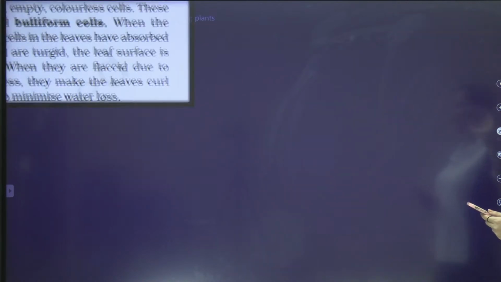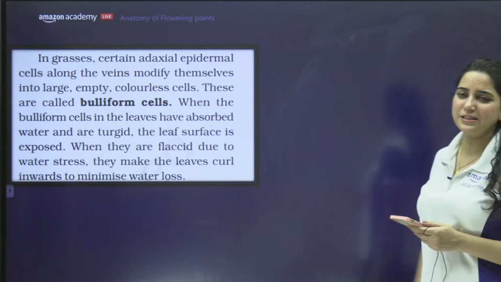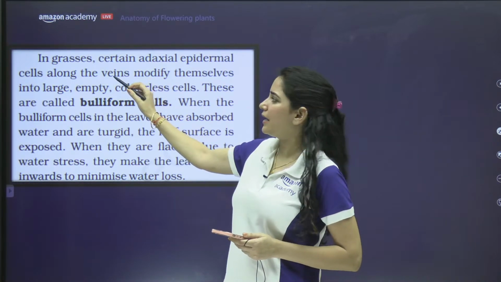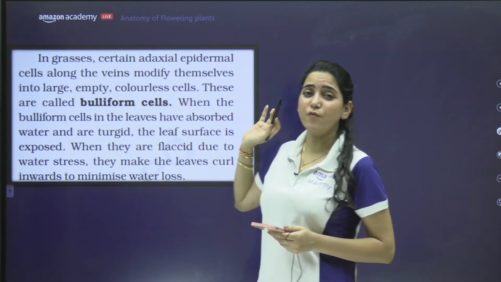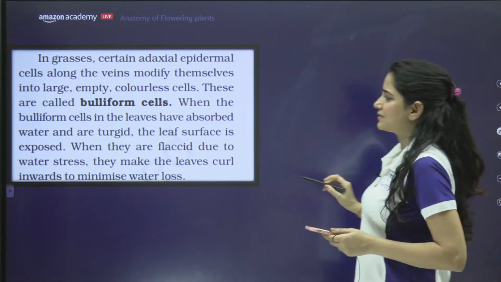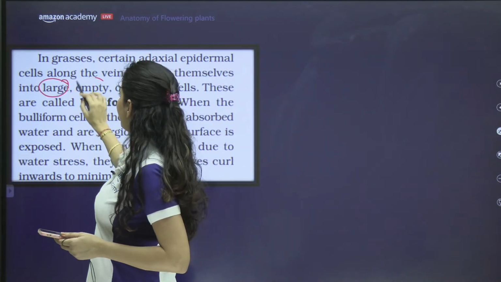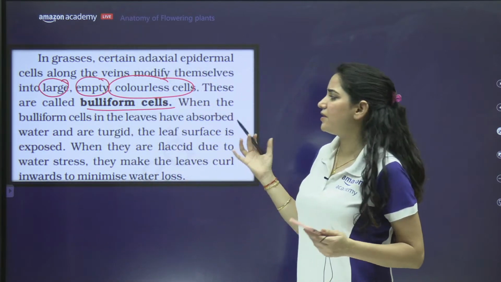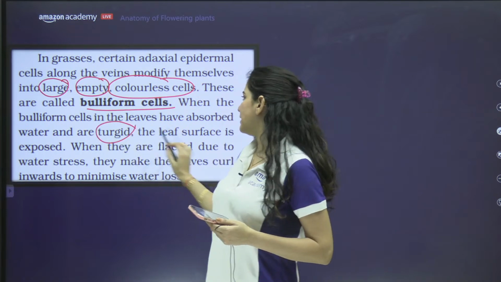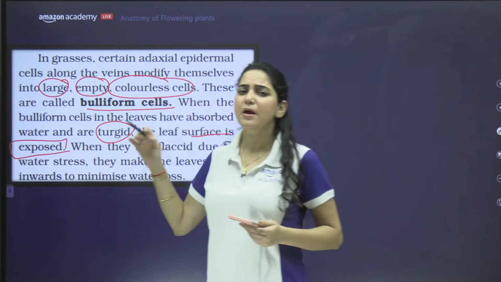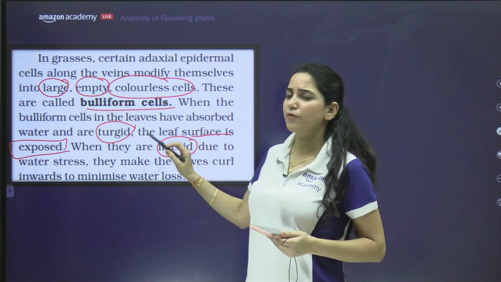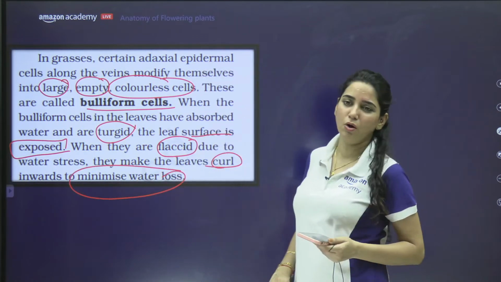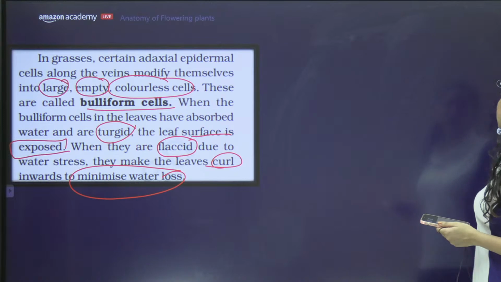ओके चलिए आगे बढ़ते हैं, नेक्स्ट क्वेश्चन देखते हैं. सो दिस इज द पैराग्राफ ऑफ एनसीईआरटी लेटर व्हिच अगेन टॉक्स अबाउट बुलिफॉर्म सेल्स. वही बात मैंने भी आपको बताया, ग्रास में प्रेजेंट होता है. इनके आप थोड़े से फीचर्स दिमाग में रख सकते हैं. These cells are large, they are empty, they are colorless cells, they are called buliform cells, and they in the leaves, and they have absorbed enough water, they are turgid, and the leaf surface is exposed, then the leaf is opened up. But when they are flaccid, due to the water stress, then what is going to happen? The leaves are going to curl inwards to minimize the water loss. So that's how it is about this process.